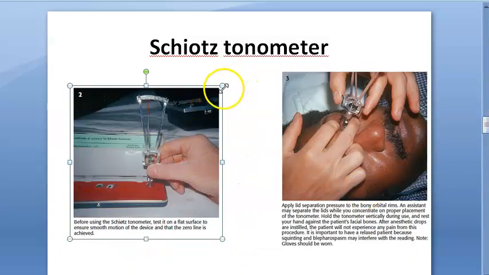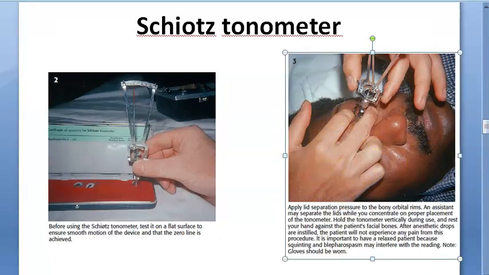So look at this. This is a Schiotz tonometer. How they are using it. Before using the Schiotz tonometer, test it on a flat surface to ensure smooth motion of the device. So on a flat surface, you will check whether it's plunging and that the zero line is achieved, right? Then this is how they are doing it. They will apply lid separation, applying pressure to the bony orbital rims.